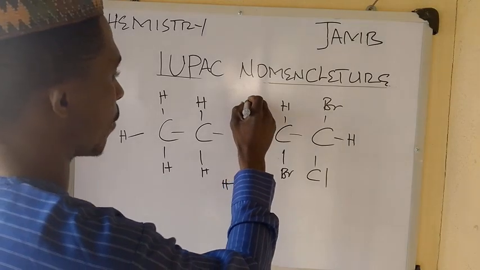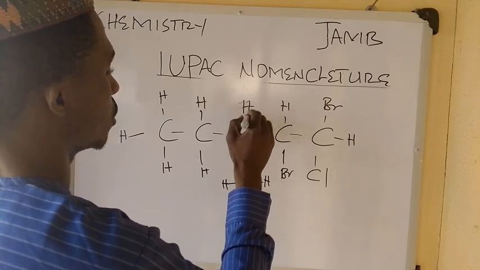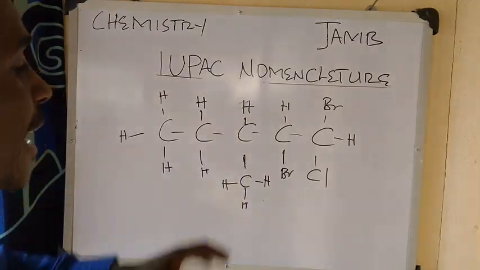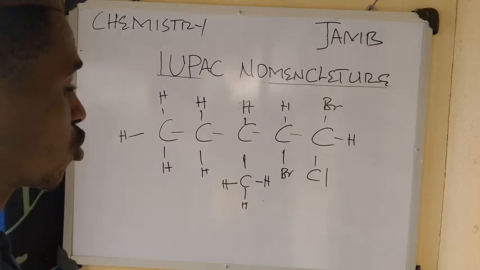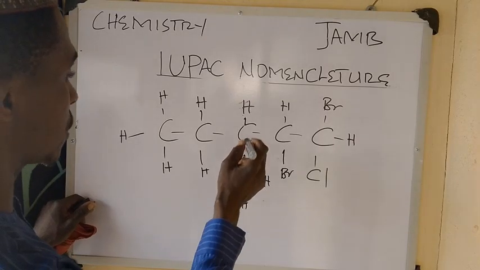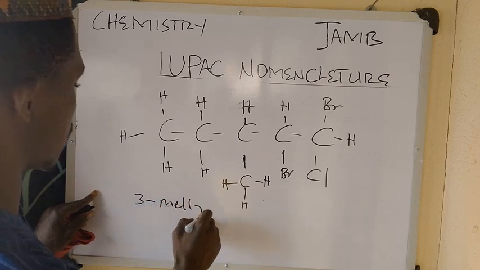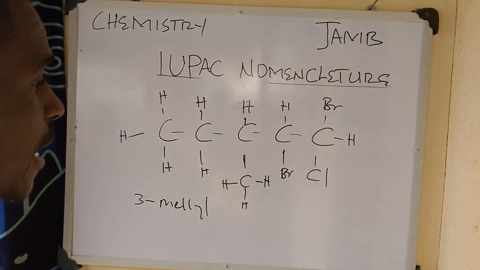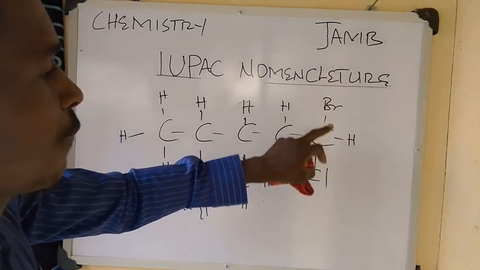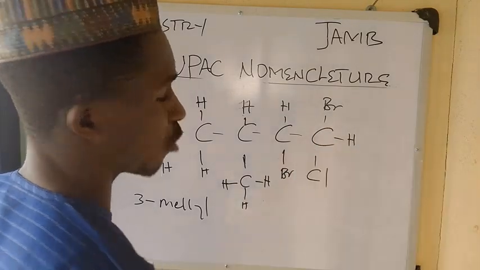So remember what we say about substituents. We say they are what? Secondary structures that are attached to the main structure. So if I come to this carbon here, you can see that I have a substituent. And the name of the substituent is called what? Methyl. This is 3-methyl. At carbon number 3, I have methyl. Then at this carbon also, I have bromo. And at this carbon, I have also bromo, and I have chloro. But any bonding between hydrogen and carbon is a normal one.